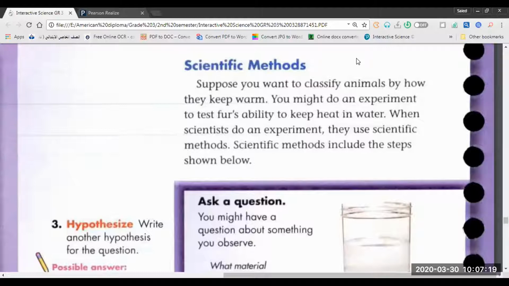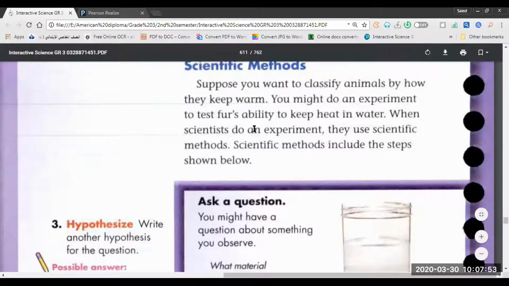When you do any investigation, and one of the investigation kinds is experiment, so we will speak about experiment here. When you do any experiment to check anything, you have to follow scientific methods. So in this video, we will talk about what scientific methods I should follow. Here, let me read the example that we have on page 310 in your science book.